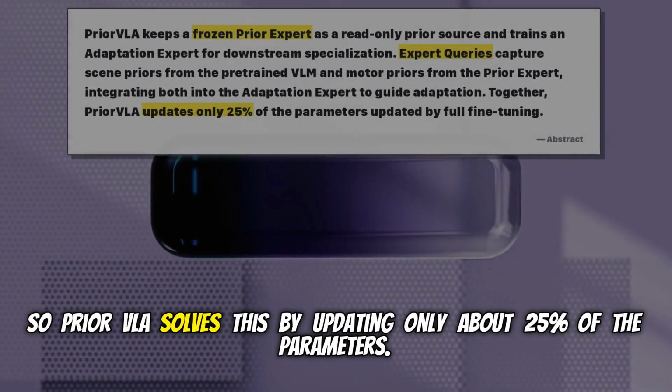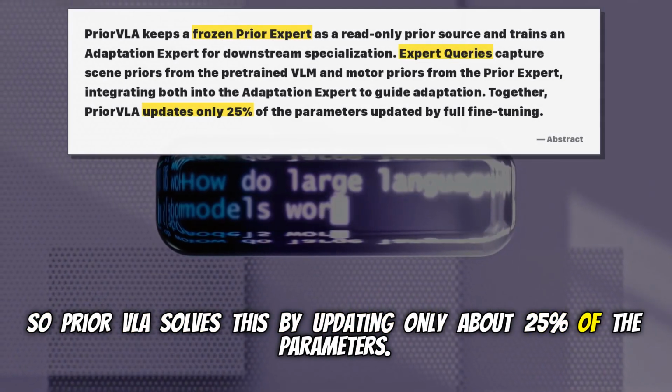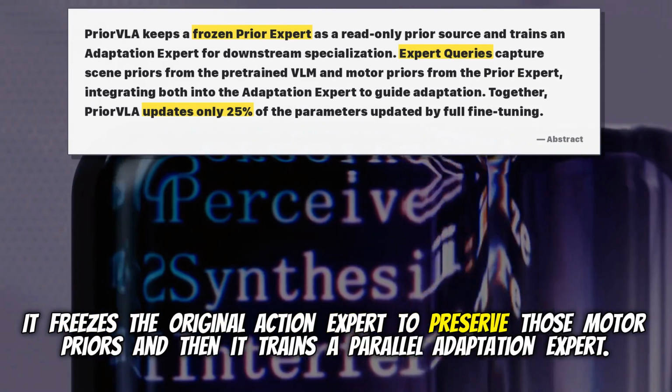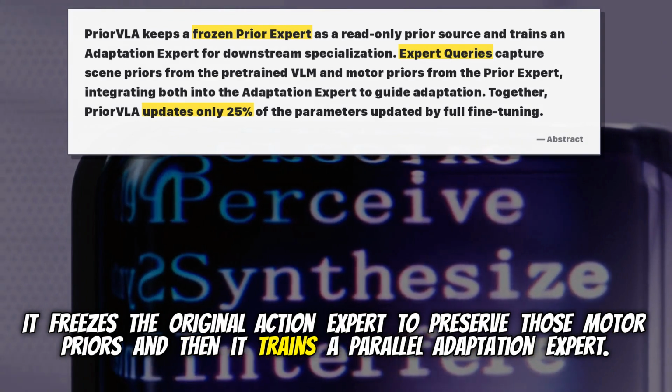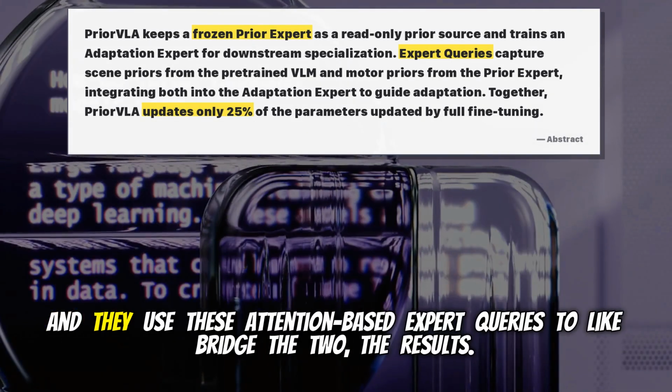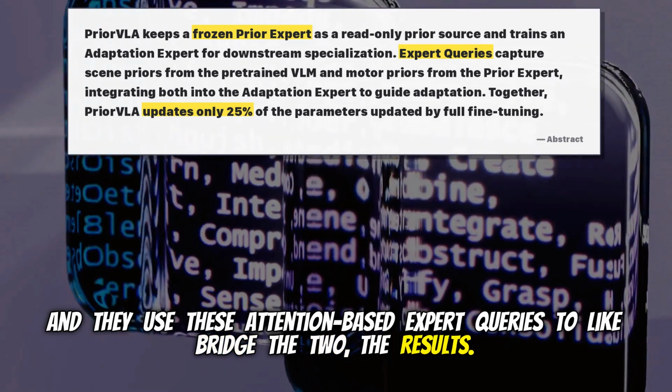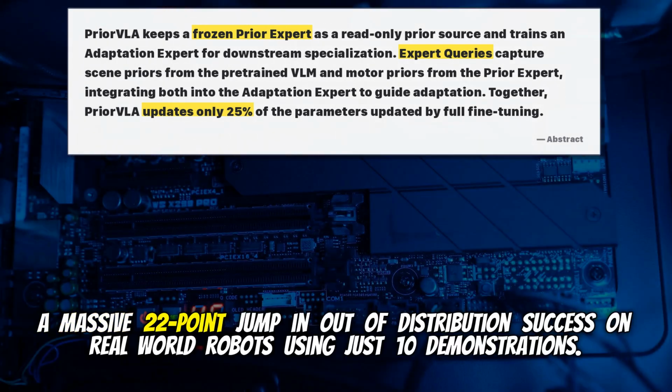So PriorVLA solves this by updating only about 25% of the parameters. Just 25. Right. It freezes the original action expert to preserve those motor priors, and then it trains a parallel adaptation expert. And they use these attention-based expert queries to bridge the results. A massive 22-point jump in out-of-distribution success on real-world robots using just 10 demonstrations.